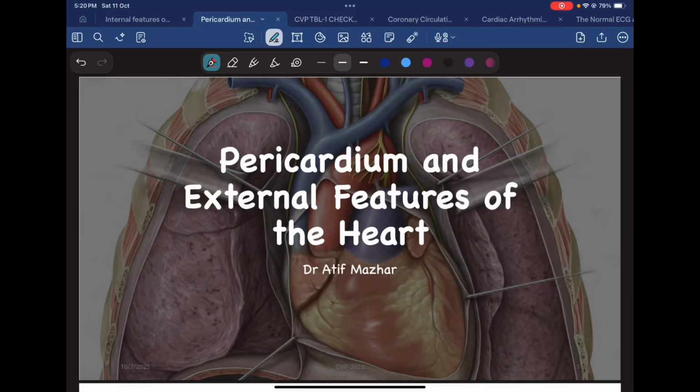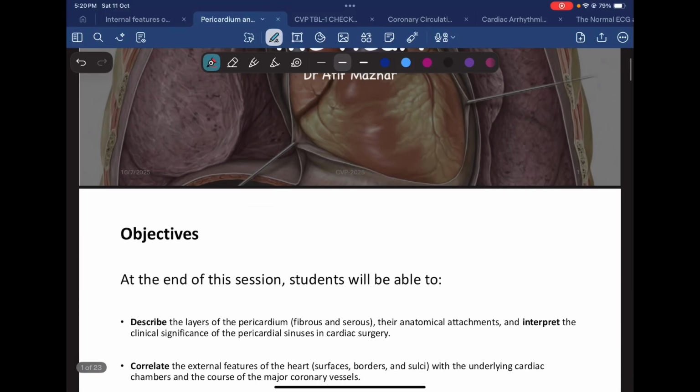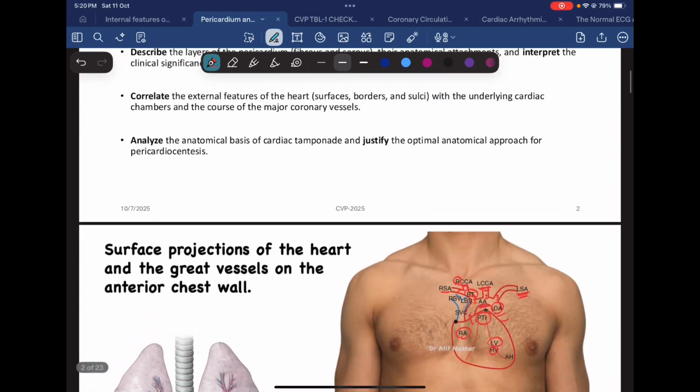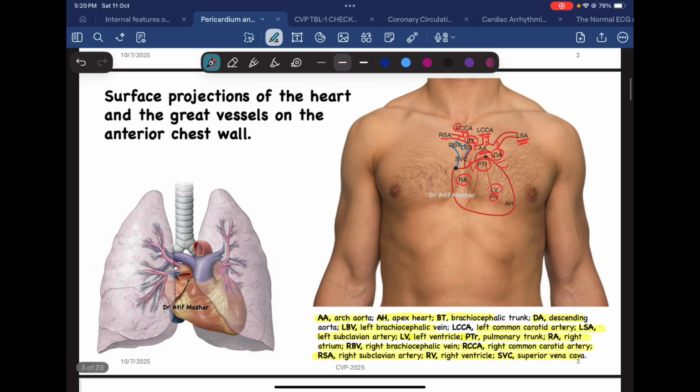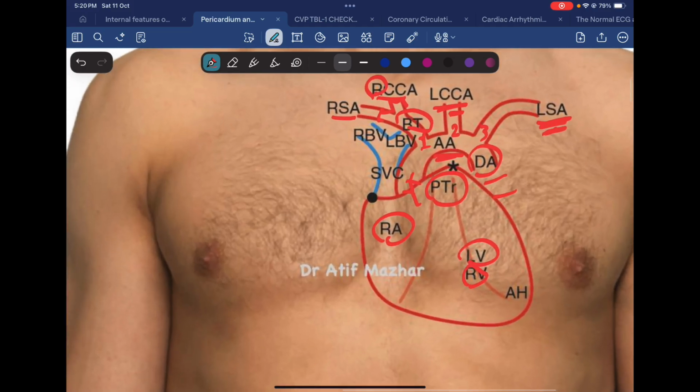Okay, so we're going to be talking about the pericardium and the external features of the heart. Let's ignore the objective. Let's just focus on the contents, every single point, so we miss nothing. So we're going to be talking about the projections of the heart, the surface projection of the great vessels and the anterior chest wall, all of that.